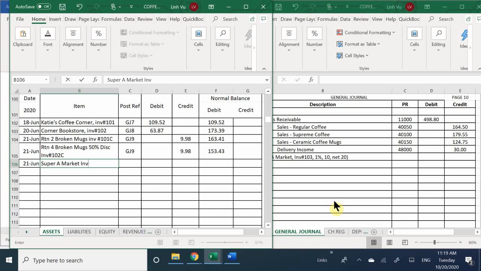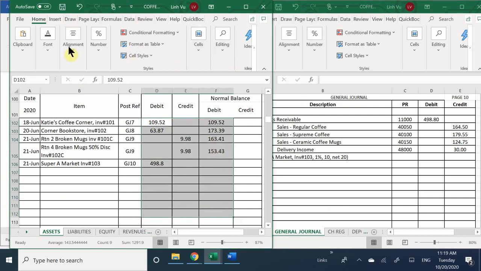Invoice number 103. General journal 10. And for what amount does Super A owe us? 498.80, bringing my grand total of accounts receivable to be $652.23. Good. And now I need to go to my sales, so revenues.